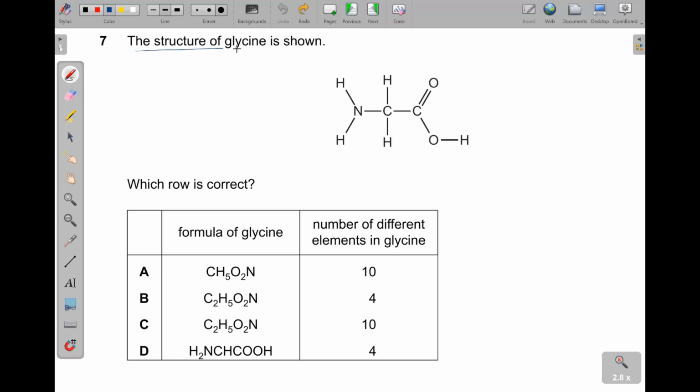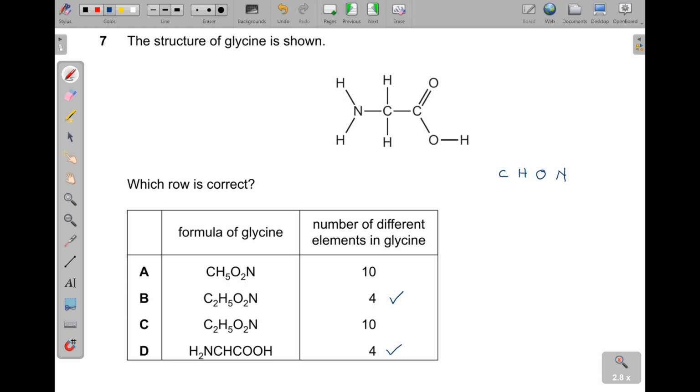Question 7. The structure of glycine is shown. It is here. Which row is correct? Formula of glycine. So here it is about the formula, the number of different elements in glycine. Okay, so the number of different elements, we can see carbon, hydrogen, oxygen, and nitrogen. Those are 4. So we have to look at this one and this one.